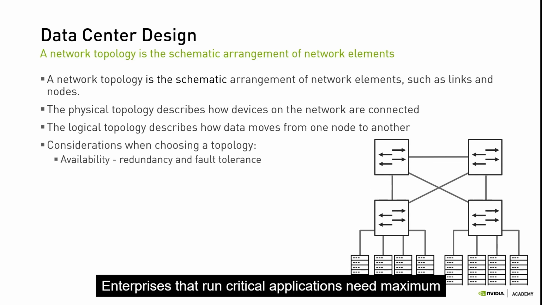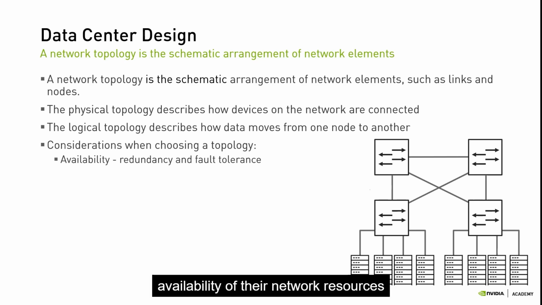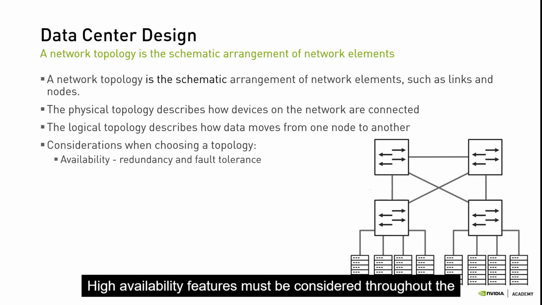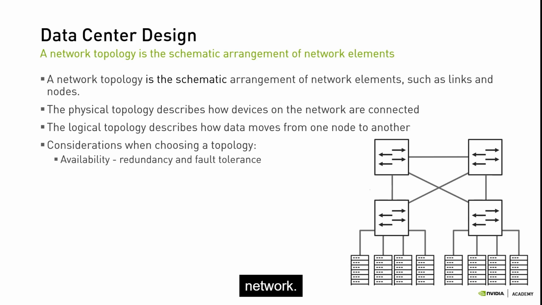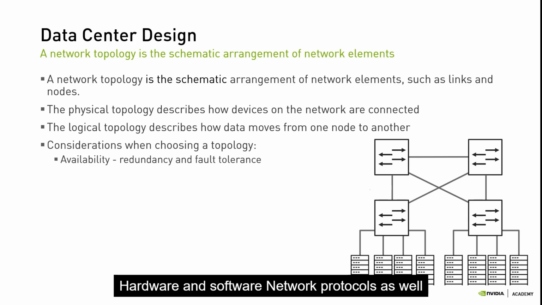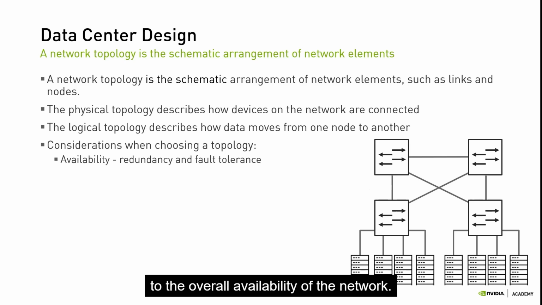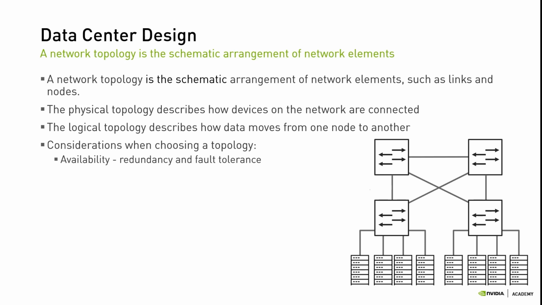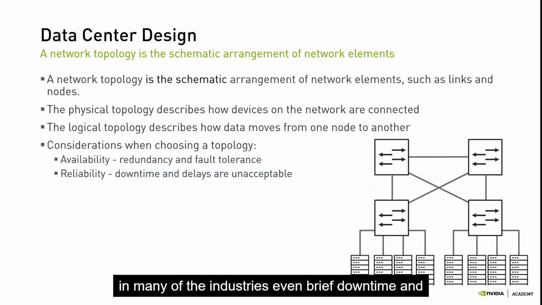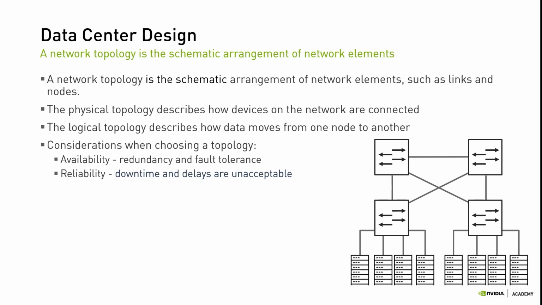Availability. Enterprises that run critical applications need maximum availability of their network resources. High availability features must be considered throughout the network. Hardware and software, network protocols, as well as environmental and power features all contribute to the overall availability of the network. Reliability. In many industries, even brief downtime and delays are unacceptable. For this reason, network reliability is a fundamental consideration.